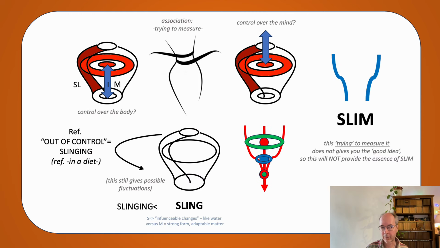Still, with this frame alone, I don't have the great idea yet. I don't have the other idea of SLIM, the cleverness. I don't have the control over the mind here yet. These fluctuations are still dependent on this whole process and the balance between the SL and the M. So I could have a slinging when I want to be SLIM. Yeah, it doesn't work very well because the steadiness, the strength is inside.